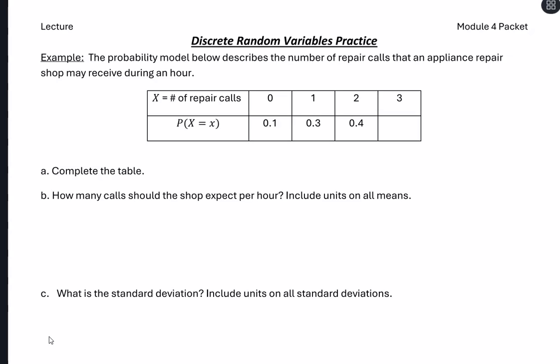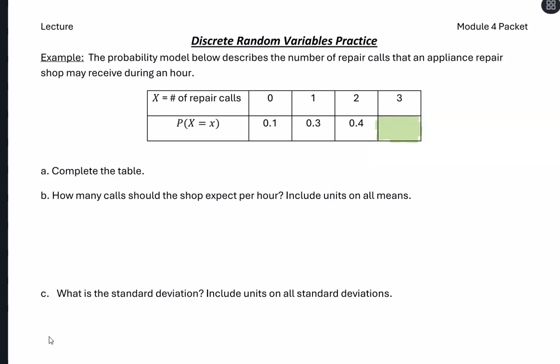So for this first one, we have a probability model shown below, but something we need to make note of is that we have a probability missing here. We have the number of repair calls received in an hour, and we can have outcomes of 0 calls, 1 call, 2 calls, 3 calls, and that would suggest that they don't see more than 3 calls in an hour at this appliance repair shop.